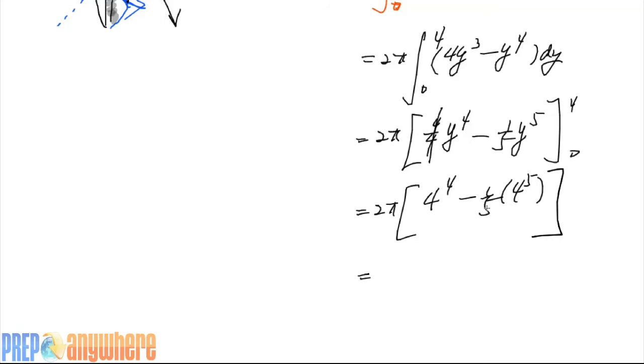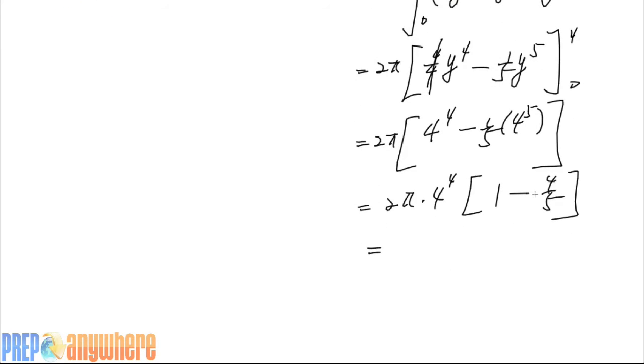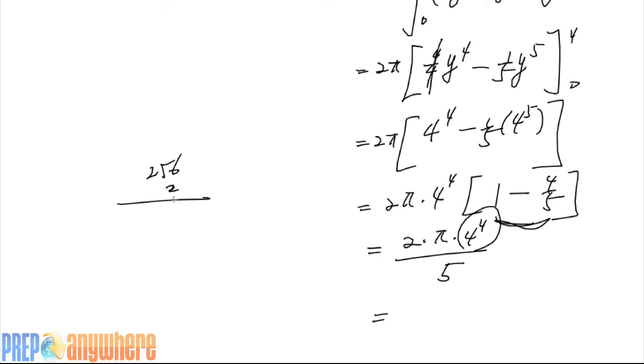Let me factor out the common factor, which is 4 to the power of 4. We're going to be left with 1 minus 4 over 5. This right here is going to be 1 over 5. So we have 2 times pi times 4 to the power of 4 over 5. We get 256 for this, so 256 times 2, if you double that, it's 512. So it's 512 pi over 5. That's the volume.